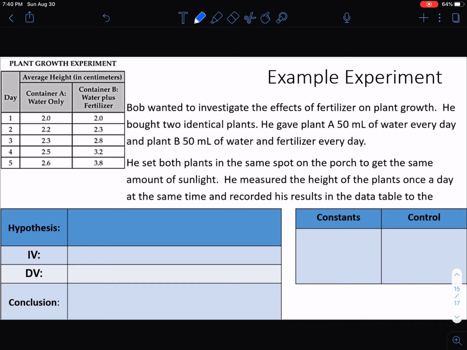the data table. It should say to the, not to the right, to the left over here. That would be his data table. So what would have been his hypothesis? Based on this information, what was his hypothesis?